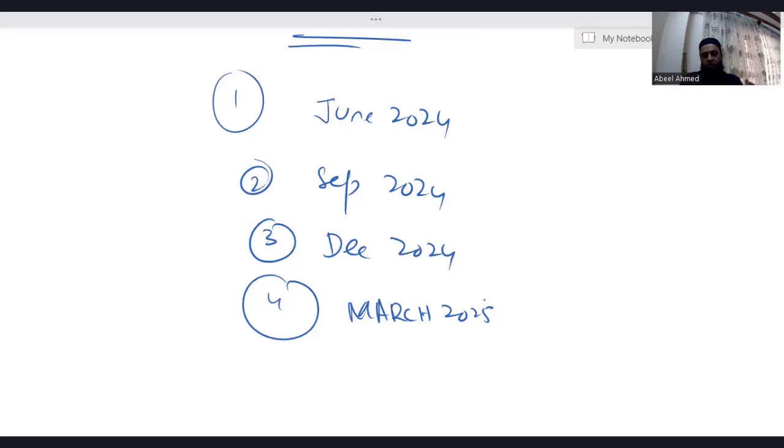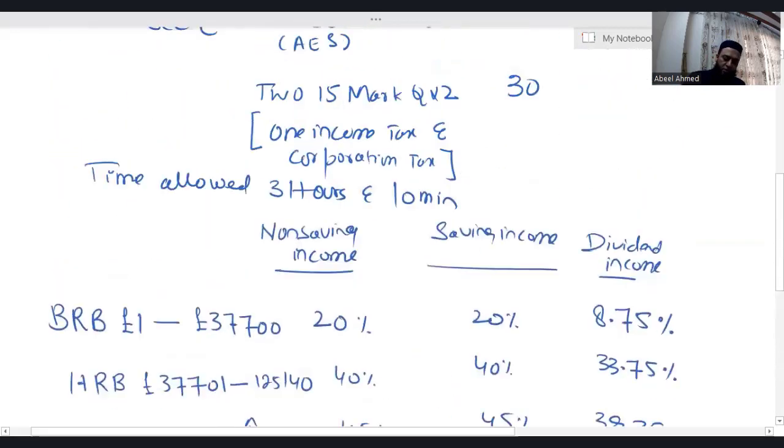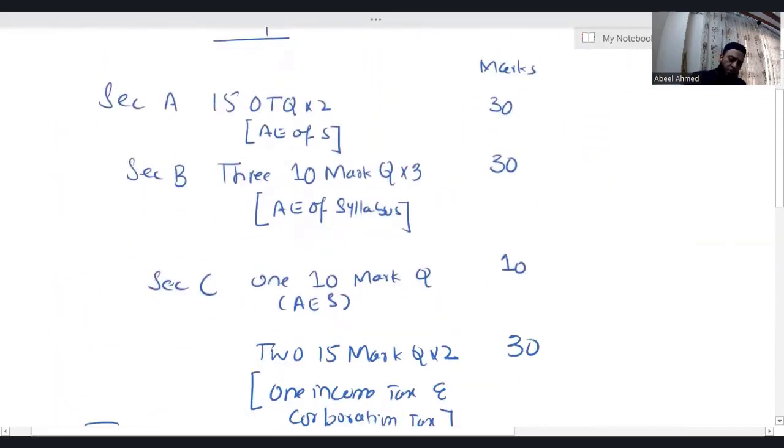So the paper pattern: section A, 30 marks, section B, 30 marks, and section C, 40 marks. Section A has 15 OTQs, section B has 3 questions, and section C has 3 questions. Let me give you the detail. Section A has 15 objective test questions, each of 2 marks, altogether 30. It could be from any area of the syllabus. It means you cannot leave any area of the syllabus. Section B has 3 questions of 10 marks each, again from any area of the syllabus, altogether 30 marks.